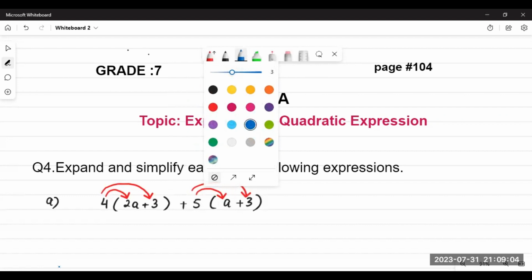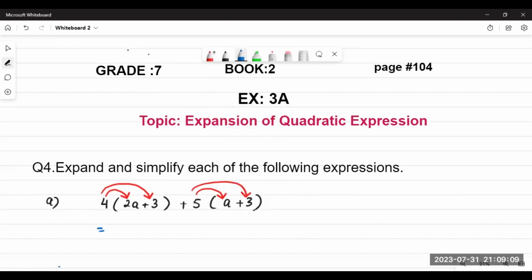When we are going to multiply, the values are equal sign. 4 times 2 is 4 2s are 8 and a will be same as. Plus 4 3s are 12. Then plus sign same as, because here a also has the plus sign and 5 also has the plus sign. And we know the multiplication rule that plus plus is equal to plus. It will be 5 1s are 5a plus plus plus and 5 3s are 15.